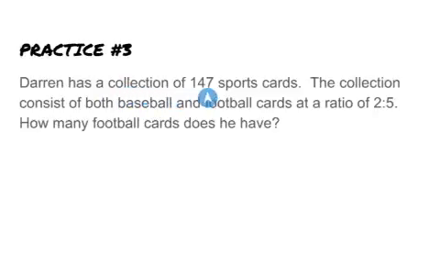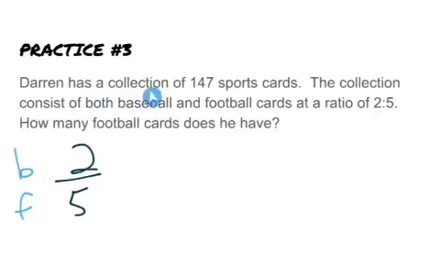It says that Darren has a collection of 147 sports cards. The collection consists of both baseball and football cards at a ratio of 2 to 5. How many football cards does he have? Okay, so here's our given ratio, 2 to 5, and that represents baseball and football cards, starting with baseball. So the 2 is the baseball and the 5 is the football. Let's go ahead and write that down, 2 to 5, with the 2 being the baseball and the 5 being the football. Okay, and then the question specifically says how many football cards does he have?